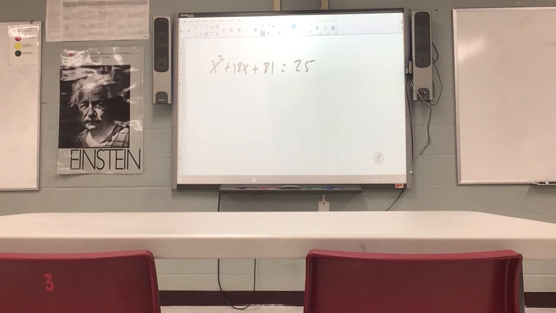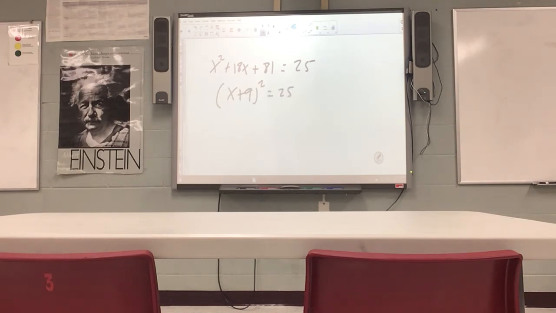But this one is how I'm going to do this, it's ready for completing the square. Because if we start looking, x squared is a perfect square, 81 is a perfect square, 1 times 81 is 81. What multiplies to make 81 and adds to 18? 9 and 9. So this would be x plus 9 squared.